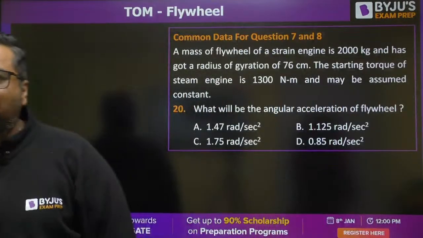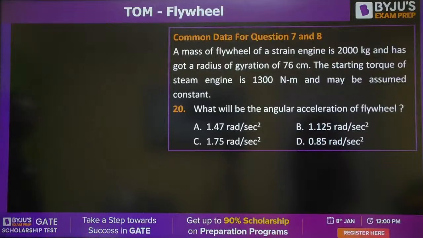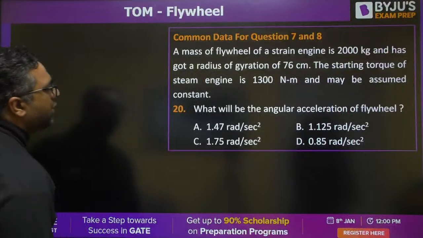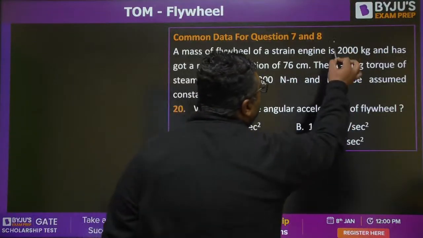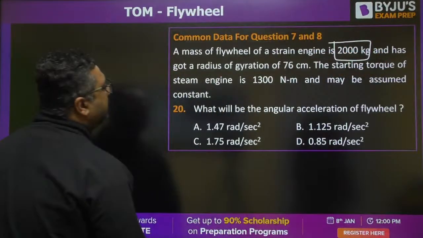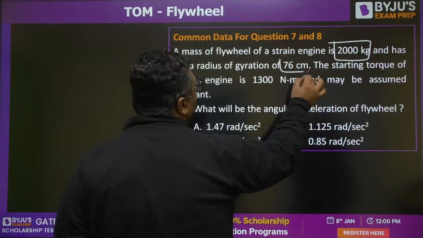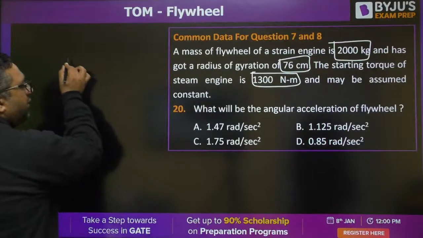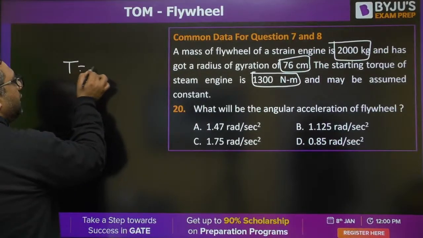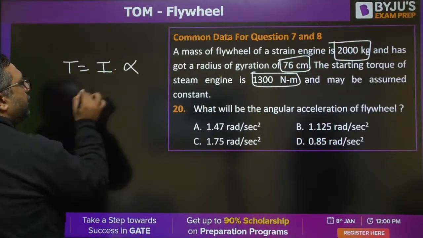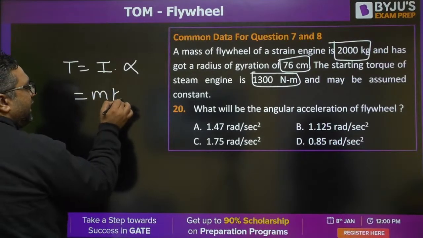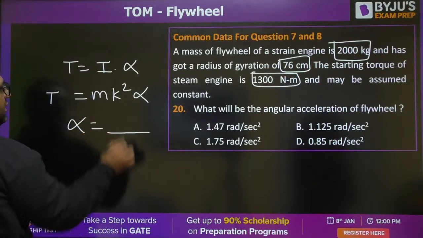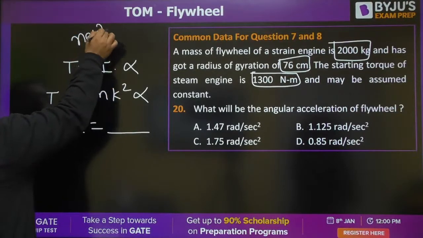One more question we have. The mass of the flywheel of a steam engine is 2000 kg, and it has a radius of gyration k. This is the torque. You can write torque is I into alpha, so m k square alpha. From here you can find out the angular acceleration. This is also a new type of question.